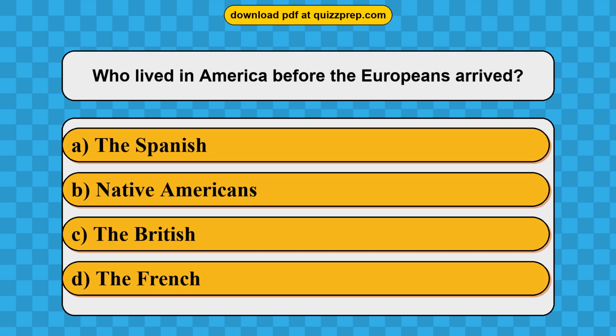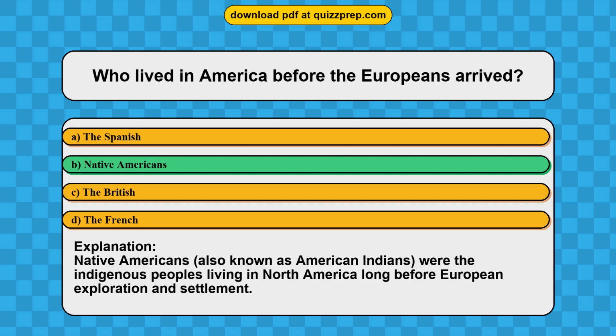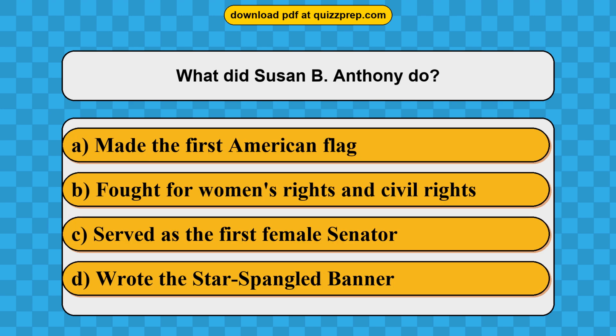Question 91. Who lived in America before the Europeans arrived? Option A. The Spanish. Option B. Native Americans. Option C. The British. Option D. The French. The correct answer is option B, Native Americans. Native Americans, also known as American Indians, were the indigenous peoples living in North America long before European exploration and settlement.